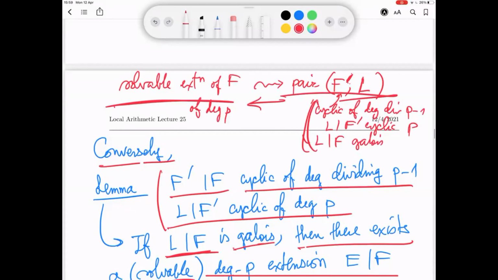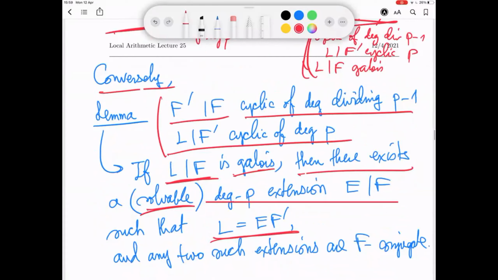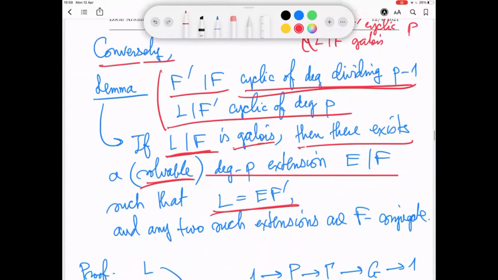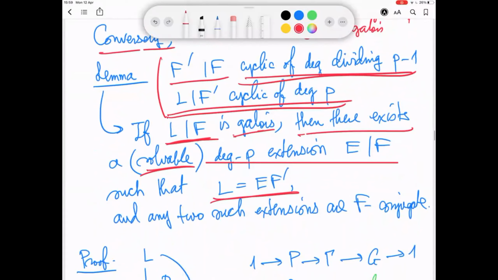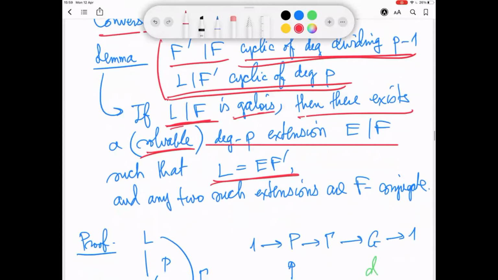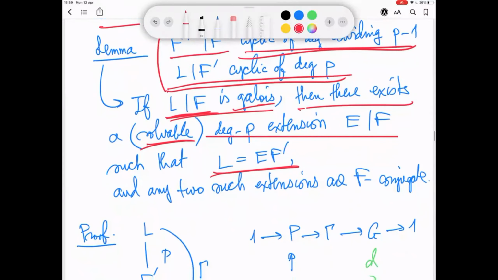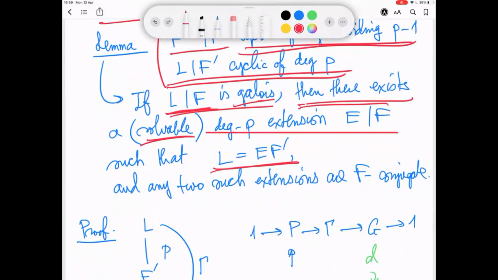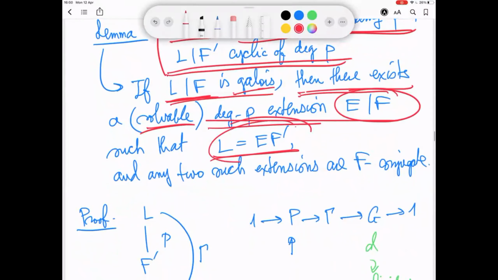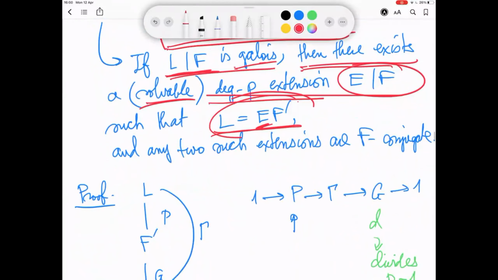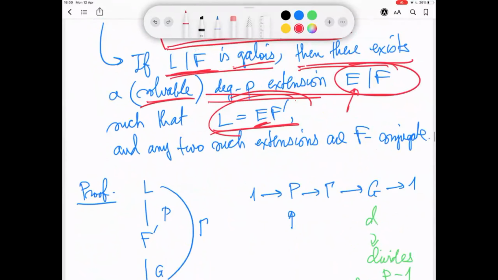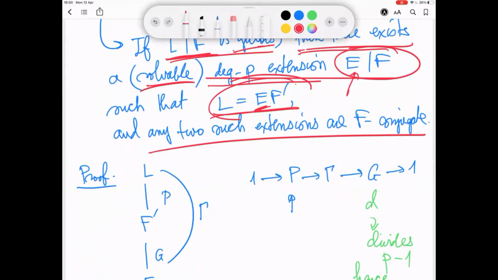Now we are going in the other direction. Given such a pair, given a cyclic extension of F of degree dividing p minus 1 and a cyclic extension of F prime of degree p, if L is Galois over F, then there exists a degree p extension E of F such that this L is obtained from that E by composing with F prime. Not only does such an E exist, but it is essentially unique up to conjugation by F. That's a lemma.